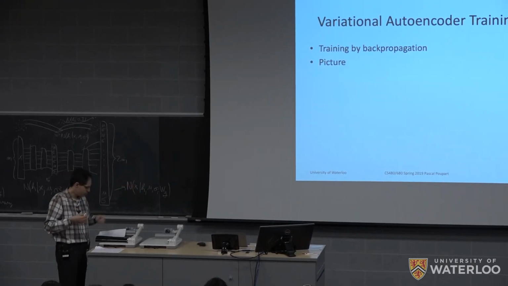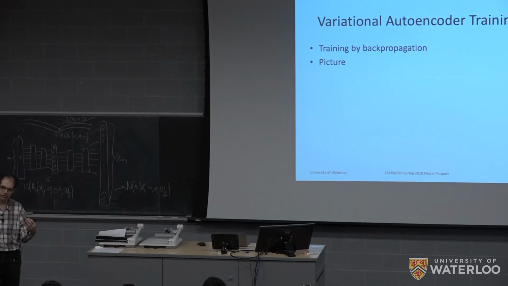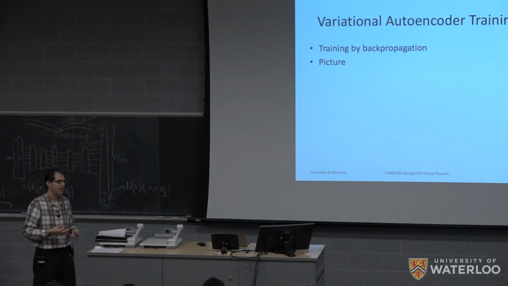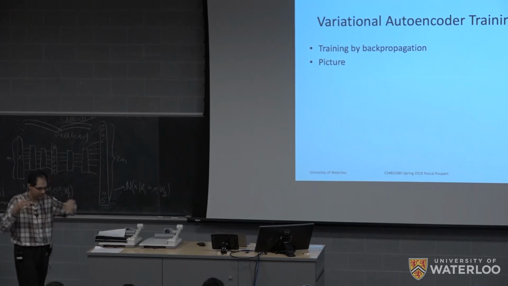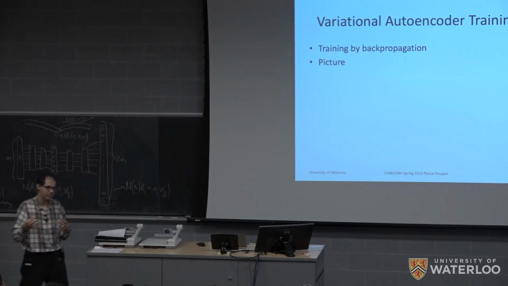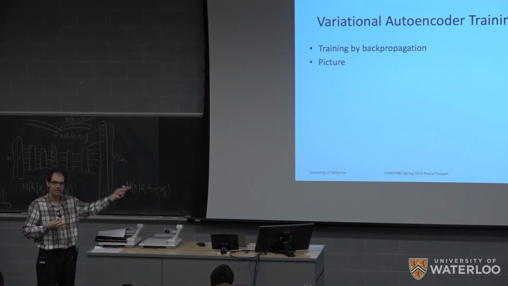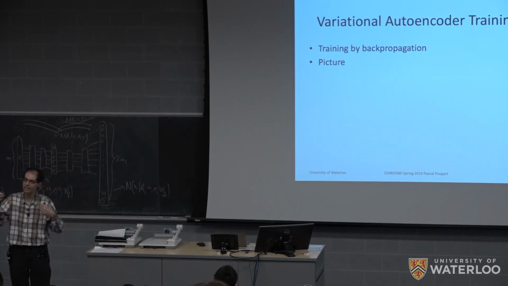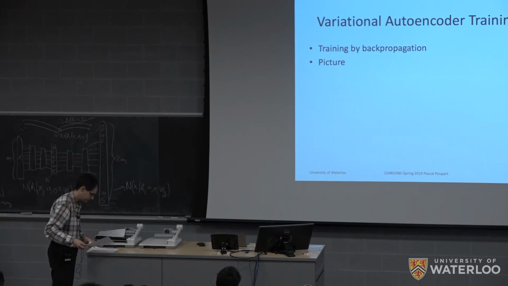All right, so just to make sure everyone understands, let me draw a picture that will illustrate what really happens when we do the training. And here, what makes variational autoencoders a little bit different than regular autoencoders is that they're probabilistic and there's a sampling step. We're going to have to be careful in our training so that we can still compute a gradient despite this sampling step.